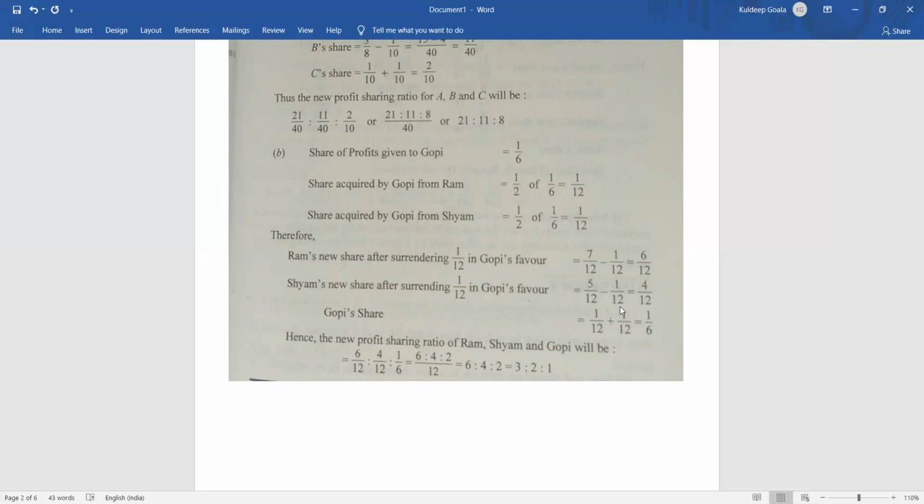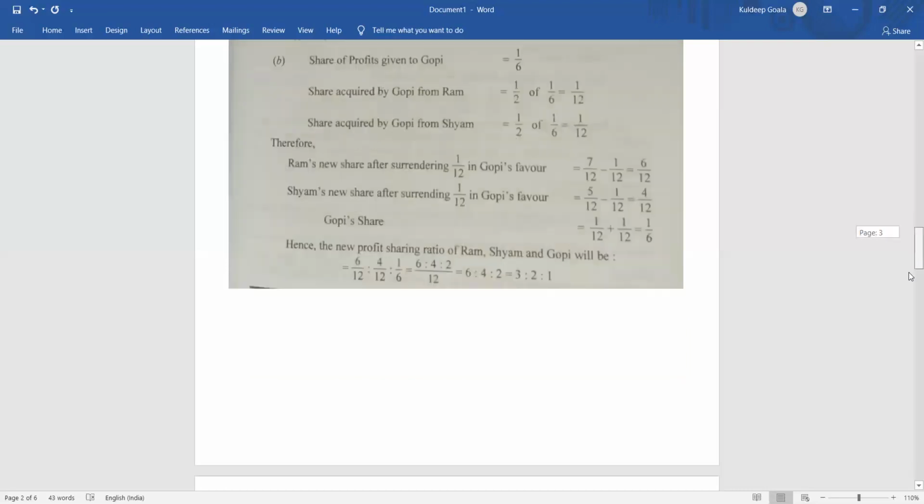Gopi's share will be 1 by 12 from Ram, 1 by 12 from Sham. So it is coming 2 by 12. No need to cancel it, you can write 2 by 12 directly. Some write 1/6 after cancelling and showing. So what you can see, it is 6:4:2. So ultimately you can cancel and make it 3:2:1. Clear? So the new ratio is 3:2:1, and the sacrificing ratio is 1:1.